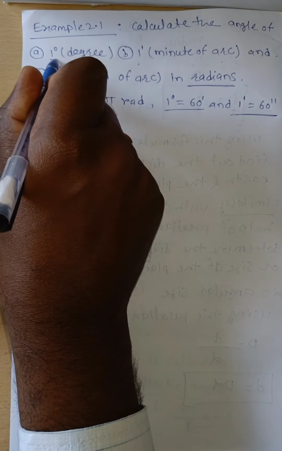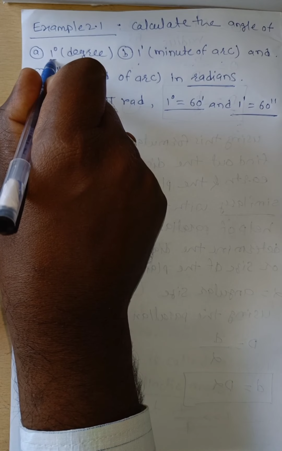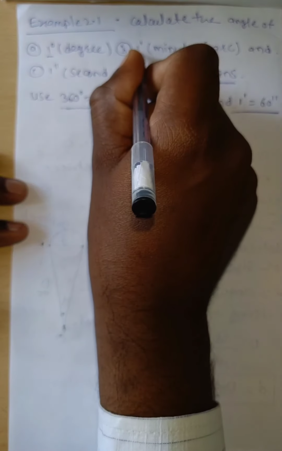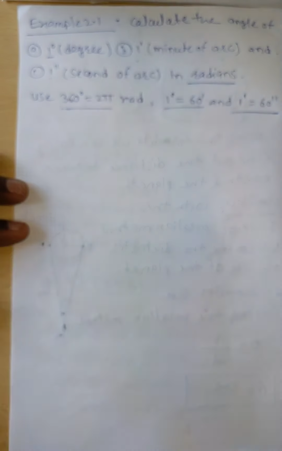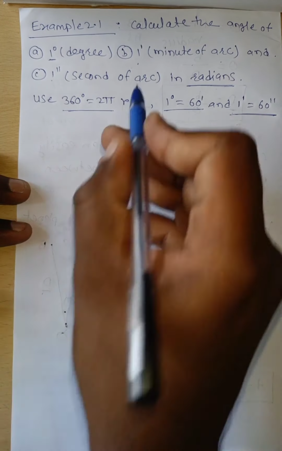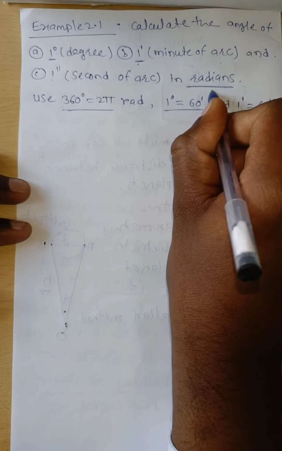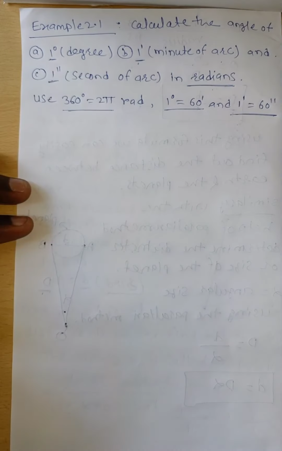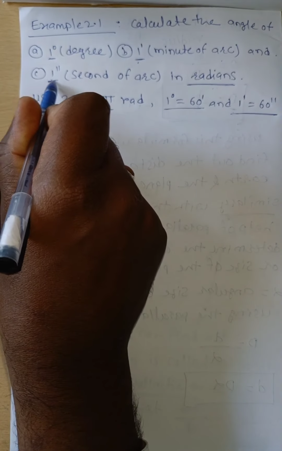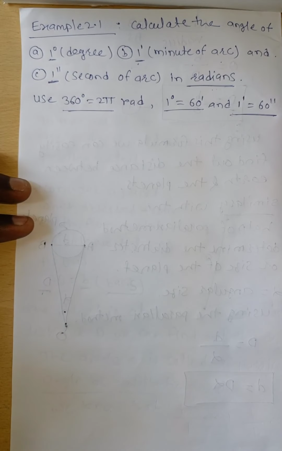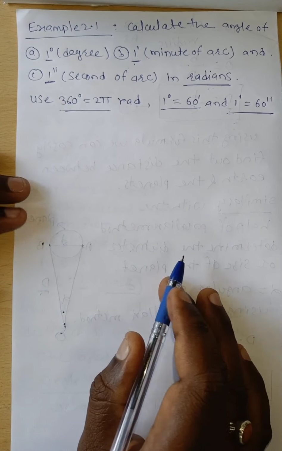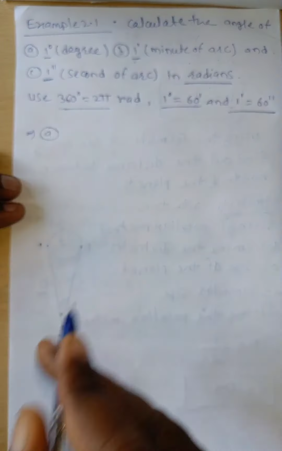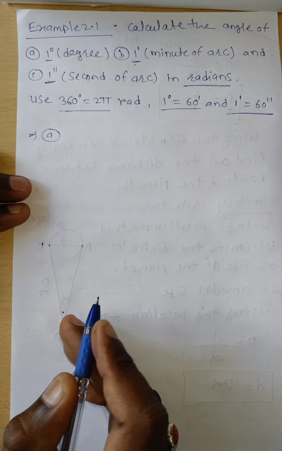Now this is 1 degree. We have to determine what 1 degree means in terms of radians. This one with a small line means 1 minute, and we have to find the value of 1 minute in radians. This one with two lines means 1 second, and we have to determine the value of 1 second in radians. First, we determine how many radians 1 degree is.